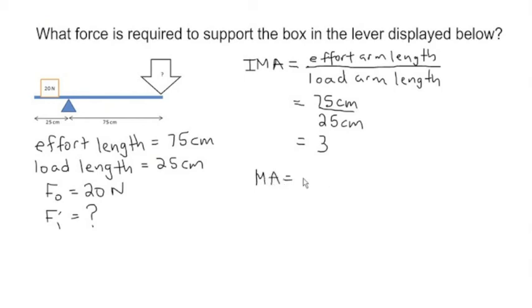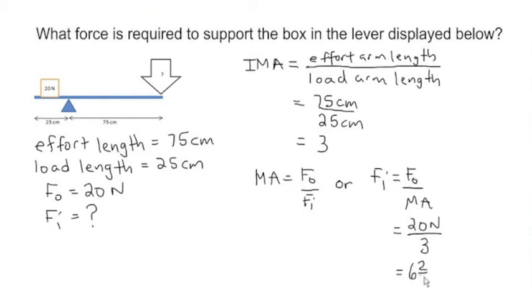Now let's find the mechanical advantage. Back to our original equation, mechanical advantage equals the output force over the input force. But we don't want it in that form, we want it in the form to solve for the input force. So the input force equals the output force divided by the mechanical advantage. Use your triangle, it will be given to you. So substituting in 20 newtons for our output force divided by a mechanical advantage of 3 gives us an input force of 6 2/3 newtons.